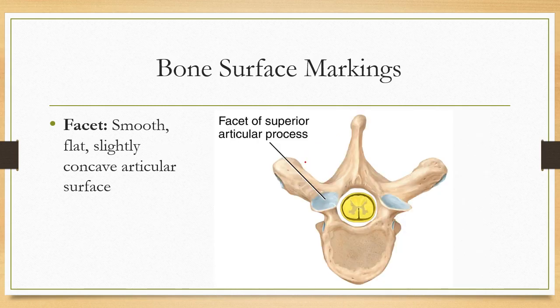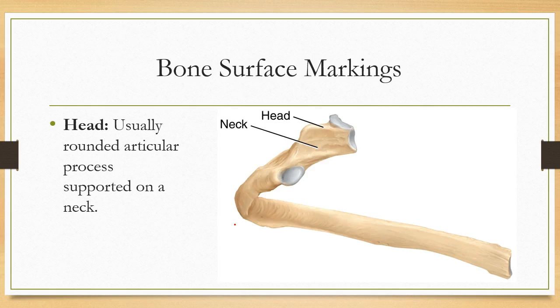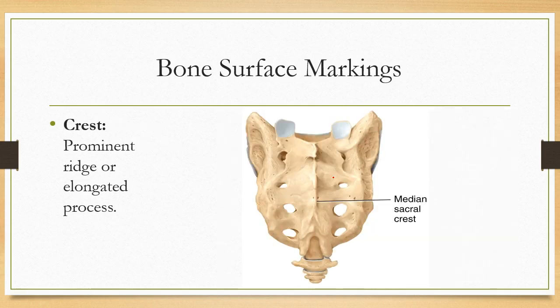A facet, we mostly see these in the vertebral column, so we'll see a superior and inferior facet on all the vertebrae, or most of them. The head of a bone is going to be an attachment point, so articulation will take place there, and the neck is going to be just on the other side of that head.